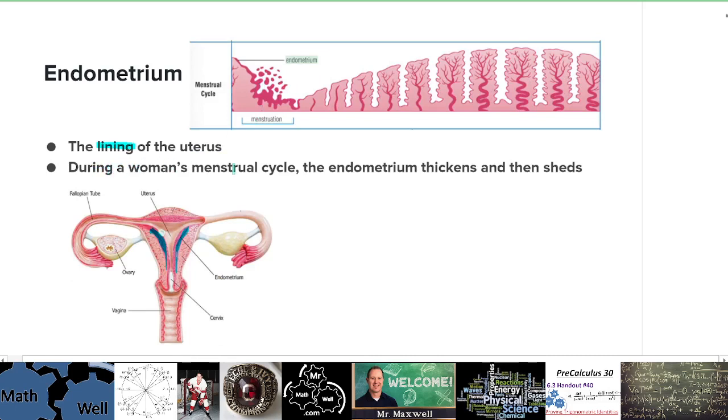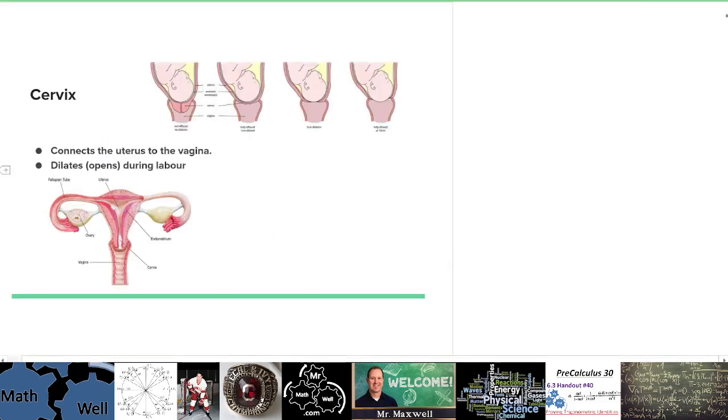So during a woman's menstrual cycle, the endometrium thickens and then sheds. So we have this lining that is thickening, getting ready to allow a fertilized egg to implant and to grow. And then if nothing happens, the lining is shed, and that's a woman's menstrual cycle, the period. Endometrium.